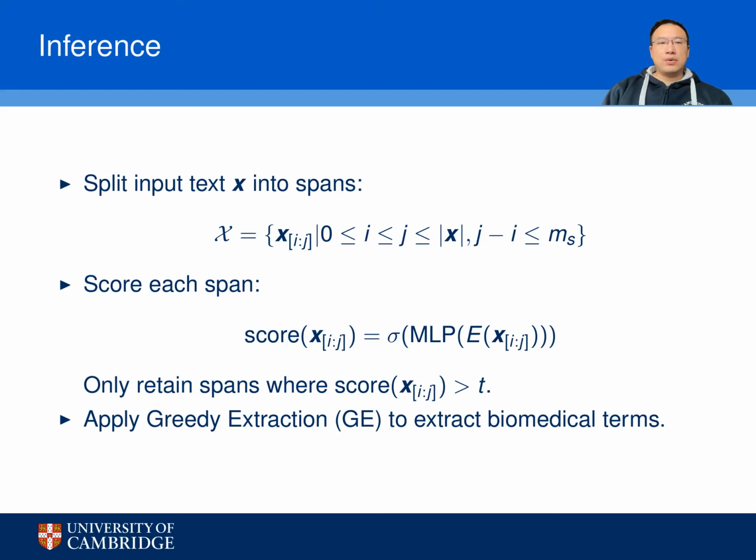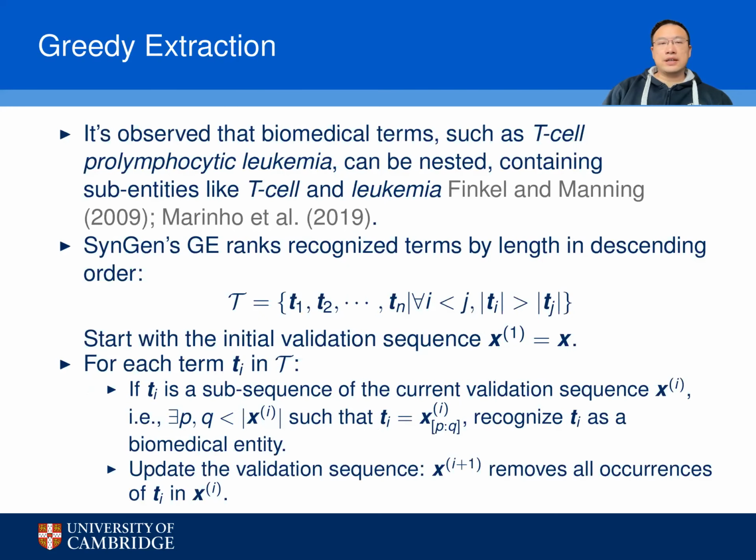In the inference stage, we will first split the input text X into spans, and then we will give each span a score. After that, we only keep the spans with score larger than T. We will use the greedy extraction method to extract the biomedical terms. Here is how we do the greedy extraction. This is because we observe that biomedical terms, such as T-cell leukemia, can be nested and contain many sub-entities like T-cell or leukemia.